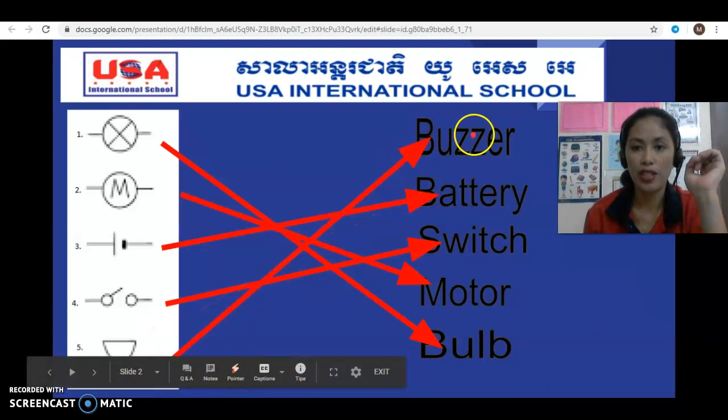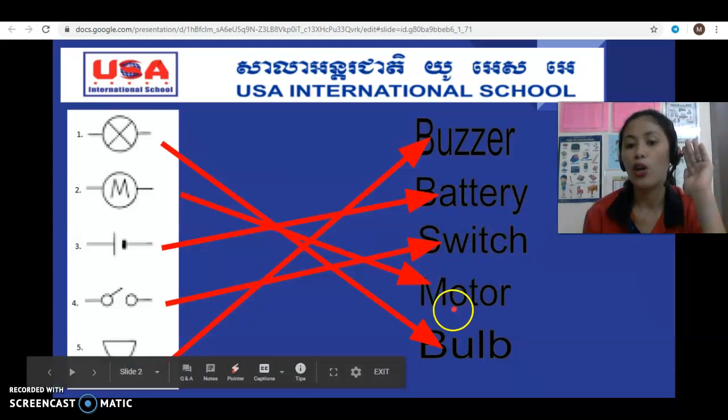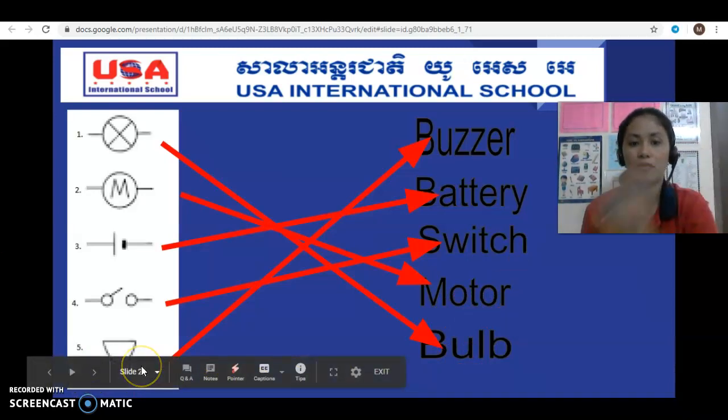So again, these are the words: the buzzer. Okay, everybody, let's read. Buzzer, very good. Battery, very good. Switch, very good. Motor, very good. Bulb, very good. So now let's go to our next slide.